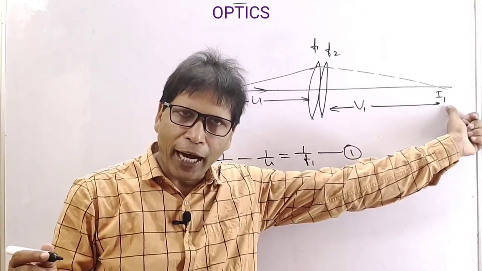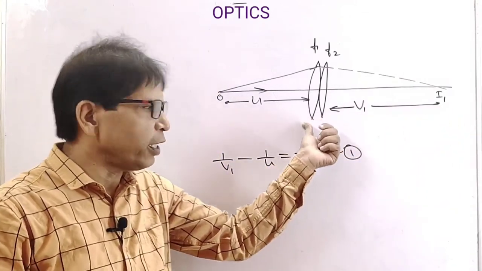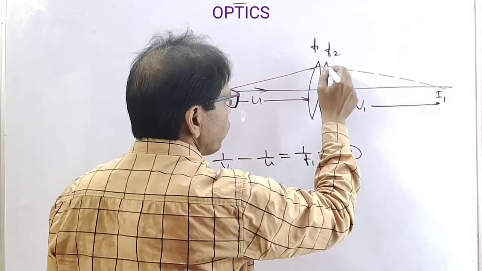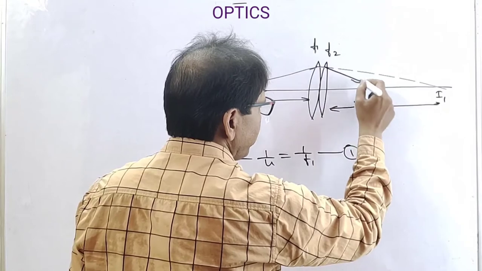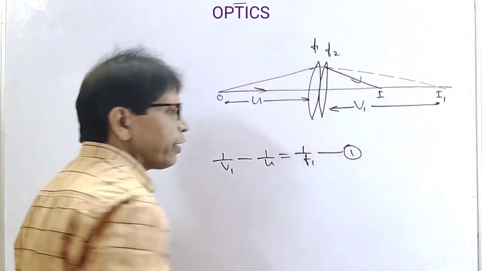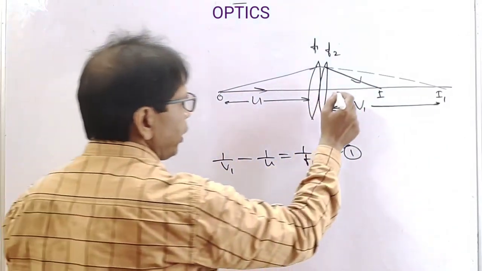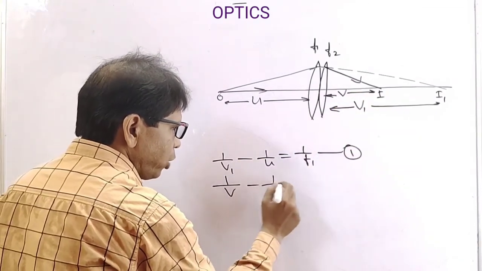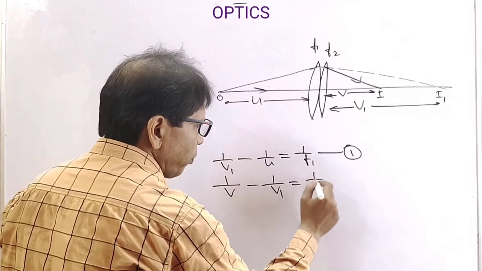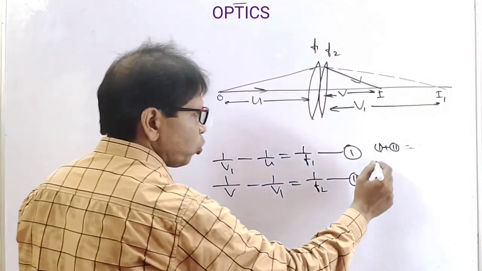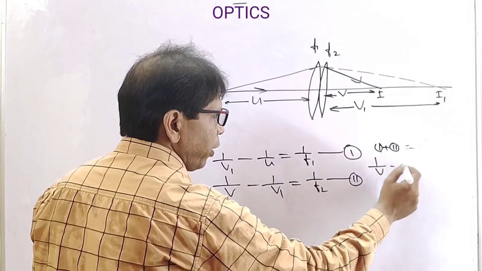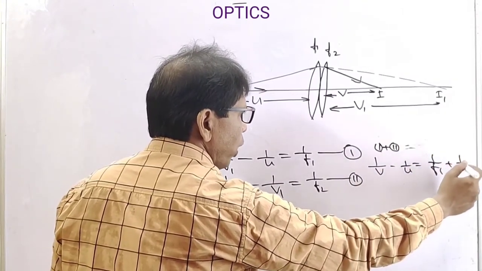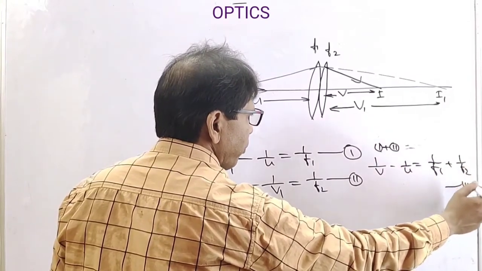Now the image I1 formed by the first lens will act as the object for the second lens. The final image be at I due to refraction at the second lens, and this distance is v. Now for the second lens, 1 by v minus 1 by v1 equal to 1 by f2. Now 1 plus 2, we get 1 by v minus 1 by u equal to 1 by f1 plus 1 by f2. This is equation number 3.